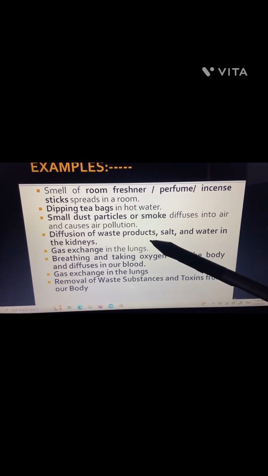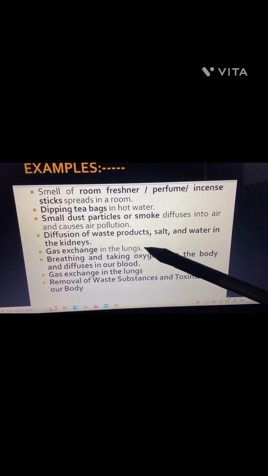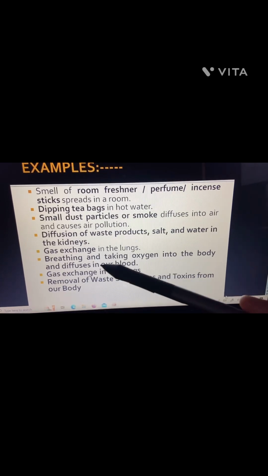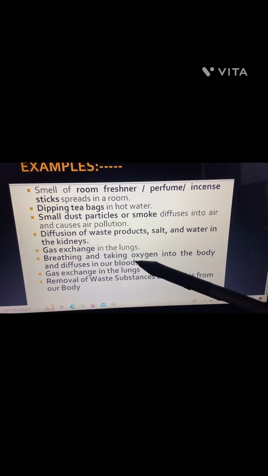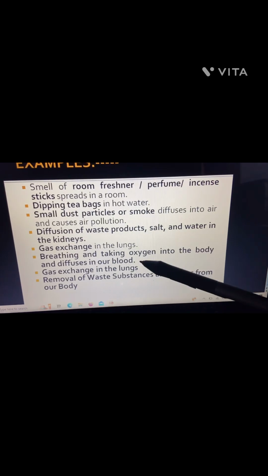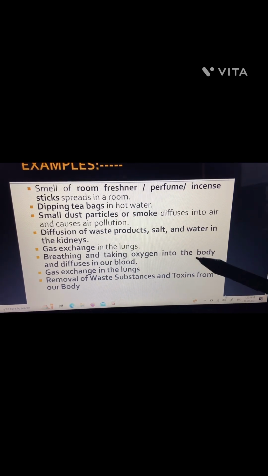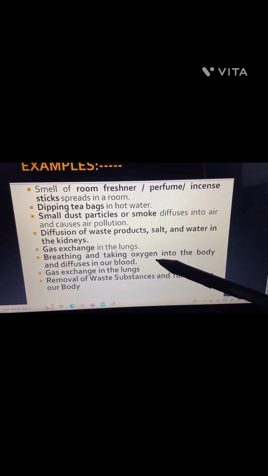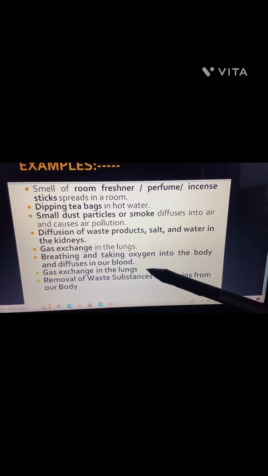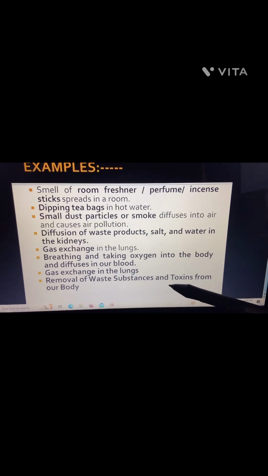And diffusion of waste products, salt and water in the kidneys. You can see the gas exchange in the lungs. O2 and CO2 exchange in the lungs is also an example of diffusion. Diffusion of gases: breathing and taking oxygen into the body, which diffuses into our blood. For example, we are taking oxygen and there is a high concentration of oxygen in the lungs, but in the blood you can see there is a low concentration of oxygen. So what happens? The oxygen gets diffused into the blood. And gas exchange in the lungs. Removal of waste substances and toxins from our body is also an example of diffusion.